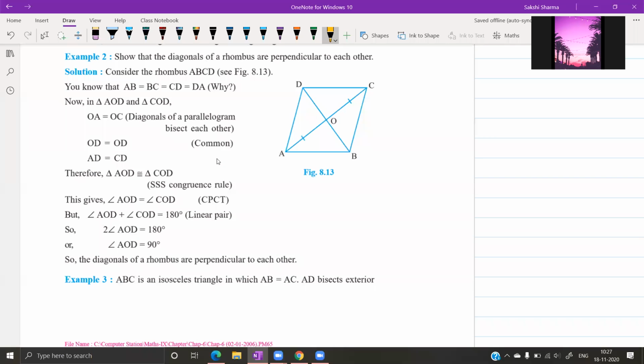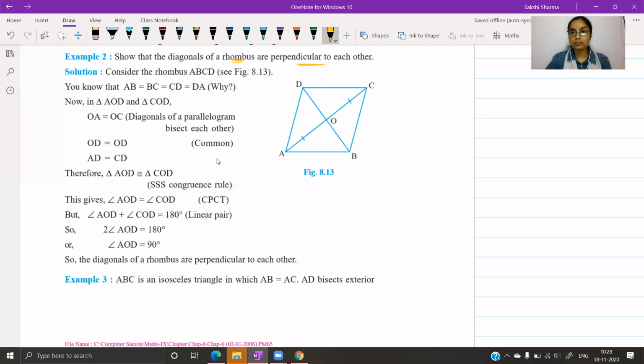All right. Show that the diagonals of a rhombus are perpendicular to each other. This is something you can do by proving the congruence of 2 triangles. I think I discussed this when I was discussing the properties, how to prove the diagonals perpendicular to each other. A rhombus is a parallelogram in which all 4 sides are equal. That's something you can use here in order to prove the congruence.